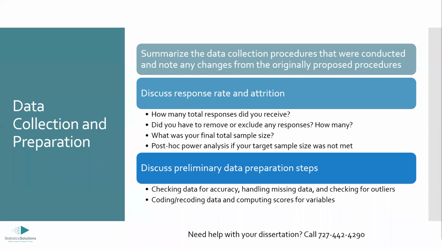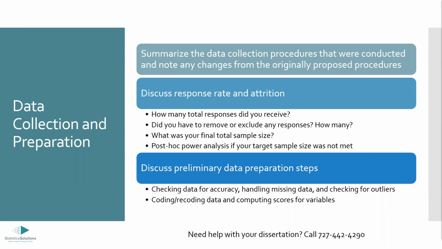But between your proposal phase and when you actually get to your results chapter, it's possible that those procedures might have changed. So maybe some issue came up and you had to change the way you originally proposed to collect your data. Maybe you had to change the sampling frame or the population that you had to recruit from. Maybe you had to change your recruitment procedures. Maybe you're originally going to recruit through some organization, but that organization was no longer able to help you, so you had to get your data from somewhere else.